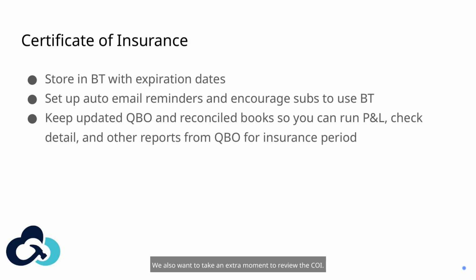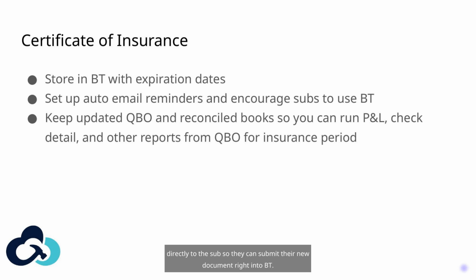We also want to take an extra moment to review the COI. This document does expire every year, so you'll want to use the vendor profile features available in BT to store these documents, and even better, you can set up automatic email notifications that will go out directly to the sub so they can submit their new document right into BT. I know it sounds like a small task, but all of these minutes here and there add up to meaningful time savings over the course of your year.